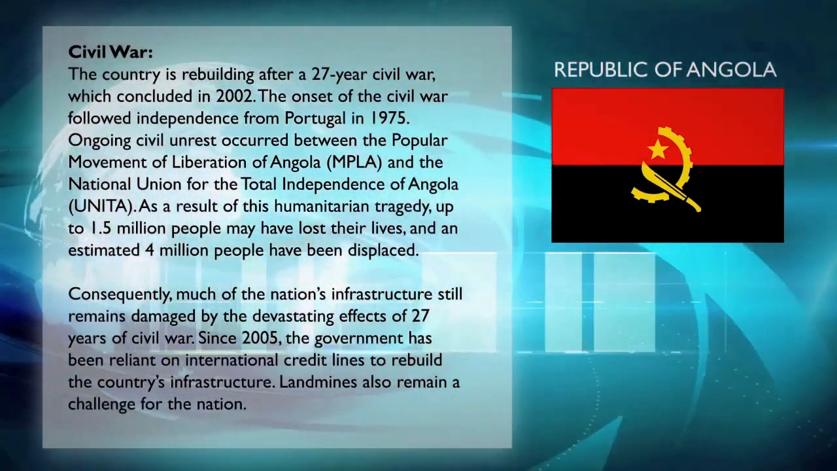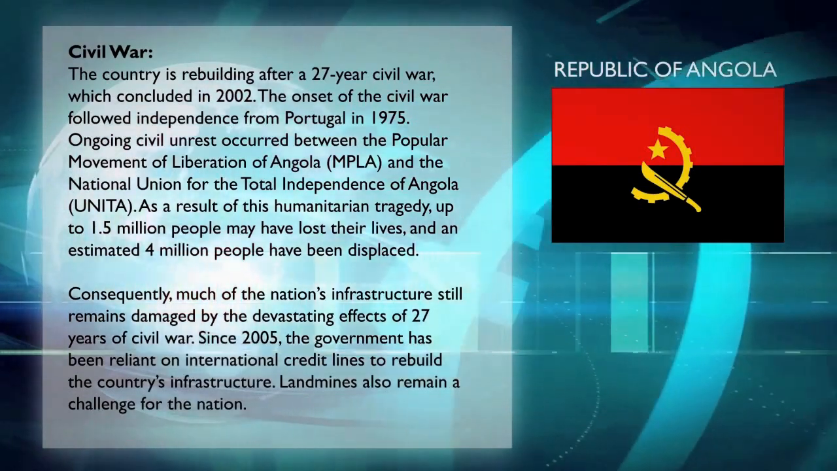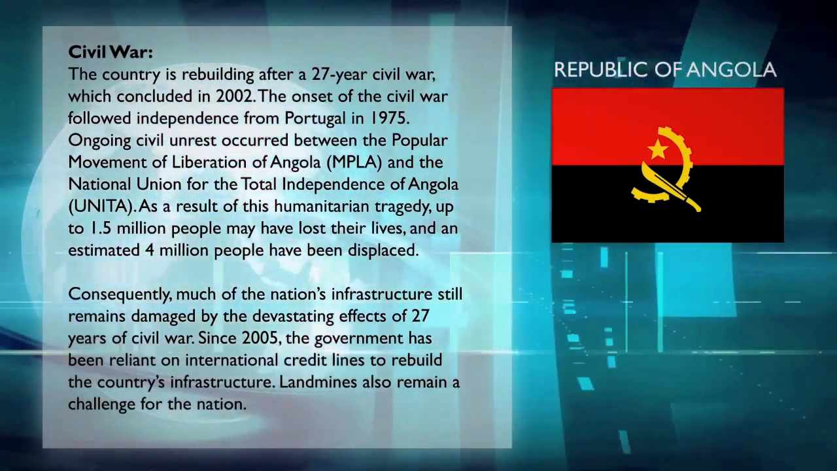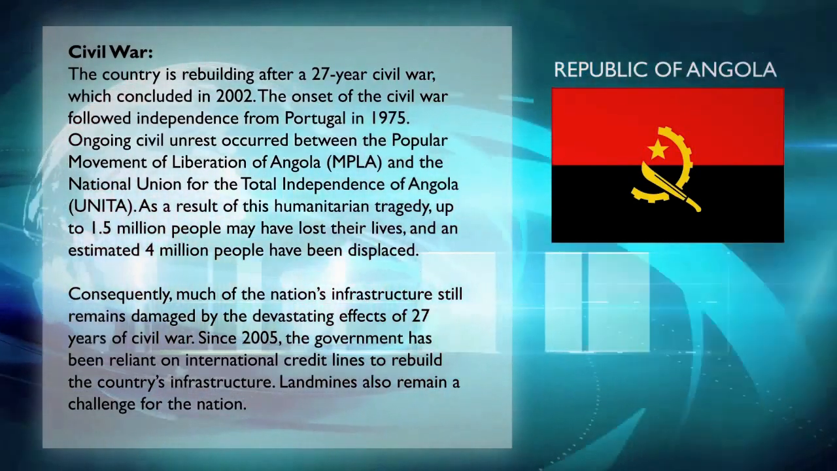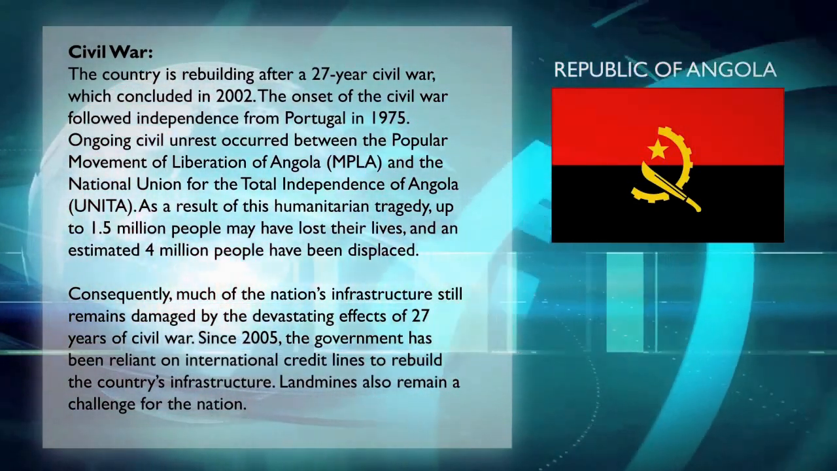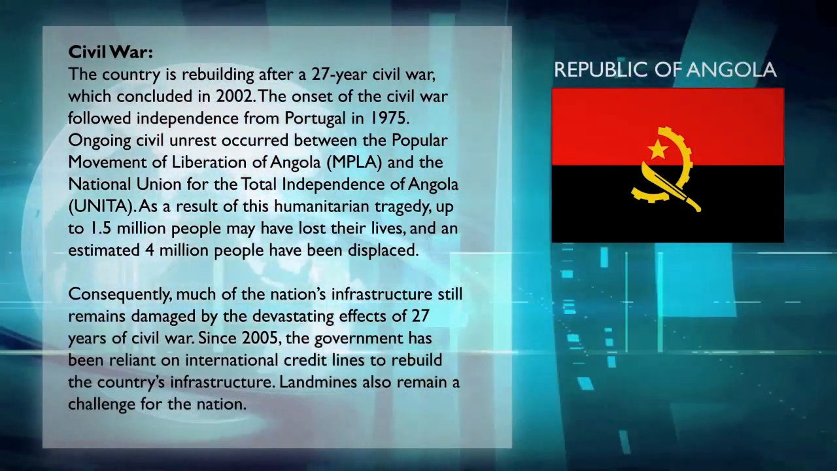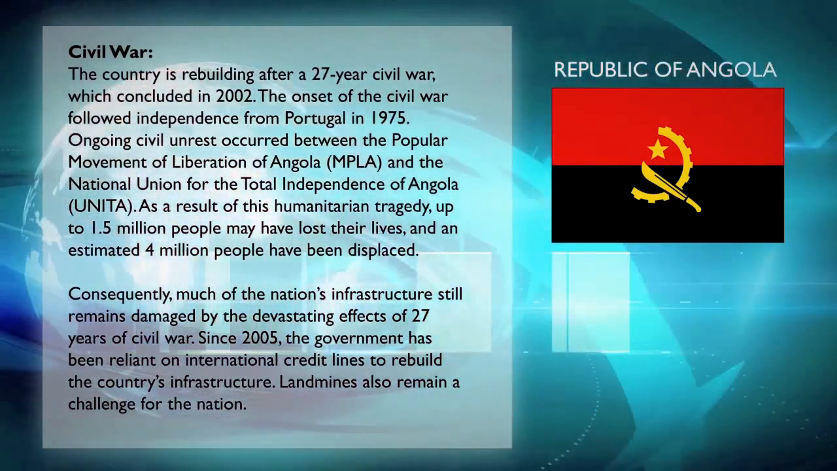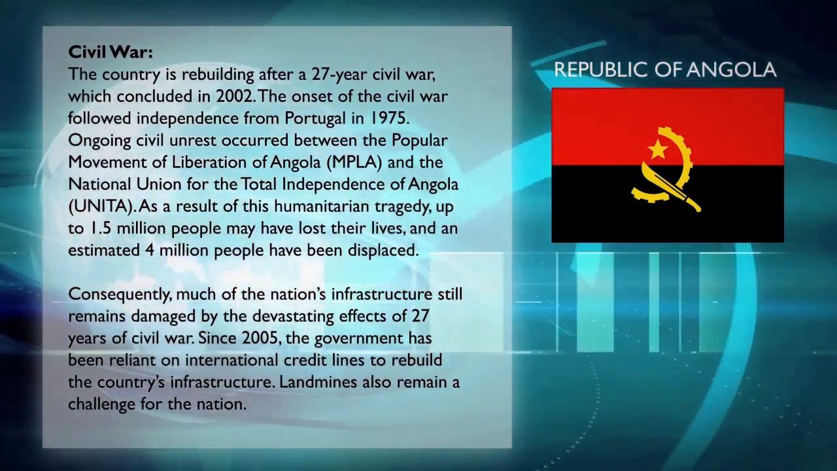Talking about the history of the country, it's important to mention that the country is rebuilding after a 27-year civil war, which concluded in 2002. The onset of the civil war followed independence from Portugal in 1975. Ongoing civil unrest occurred between the Popular Movement for the Liberation of Angola and the National Union for the Total Independence of Angola. As a result of this humanitarian tragedy, up to 1.5 million people may have lost their lives, and about 4 million people have been displaced. So much of the nation's infrastructure still remains damaged by the devastating effects of the 27-year war. Since 2005, the government has been reliant on international credit lines to rebuild the country's infrastructure. Landmines are also a big problem.